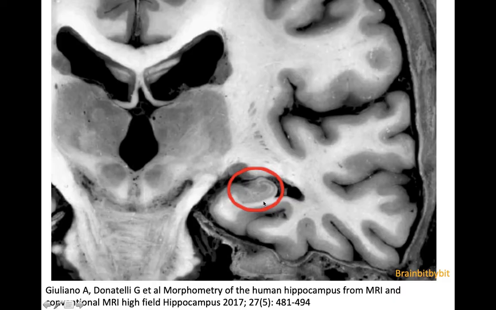There are two gyri: the dentate gyrus here, which is the first C, and the Ammon's horn laterally coming in, which is the second C. And the mesial end of Ammon's horn interlocks with the dentate gyrus. The hippocampus consists of 3 layers, in contrast to the rest of the neocortex, which consists of 6 layers.